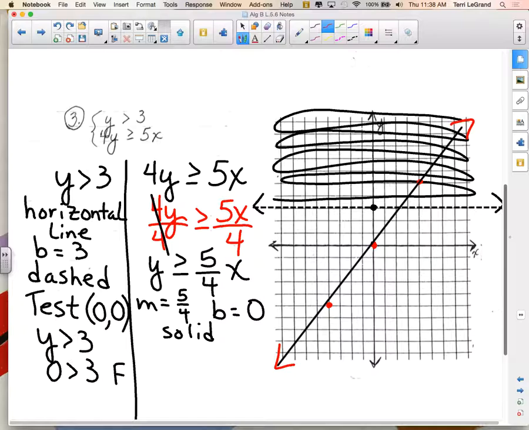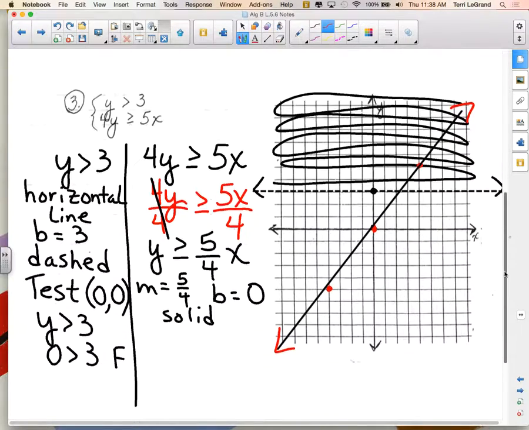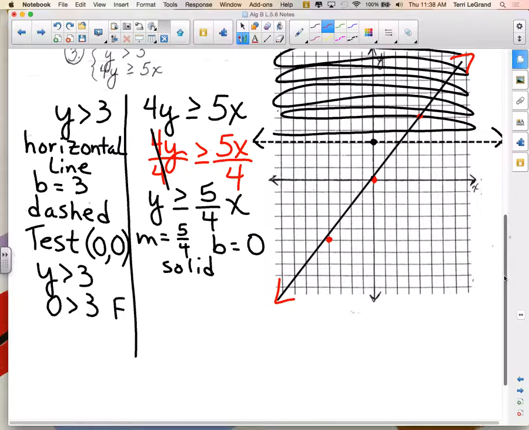Actually, we could, but it's on the line. But is it going to test where we should be shading? No. It's only testing if the line should be solid or dashed, isn't it? So we don't want to test the origin this time. You have to pick a different point. 1, 1. You could do 1, 1. We don't think 1, 1 should be in the shaded region though, right?